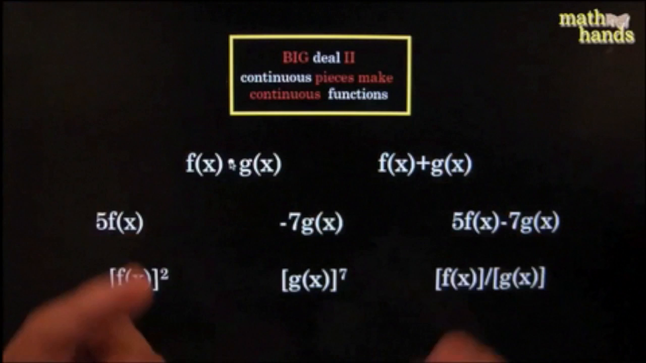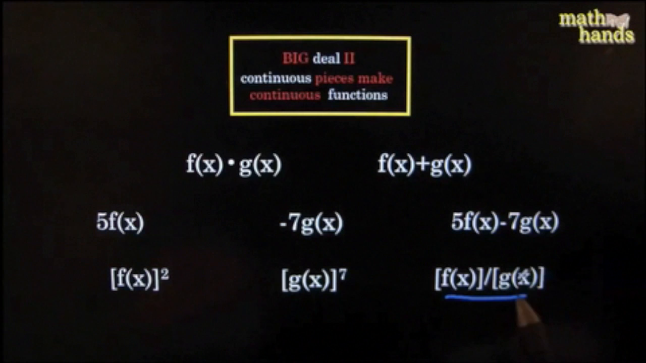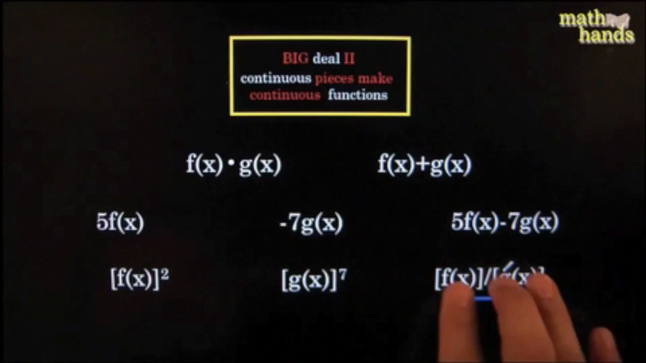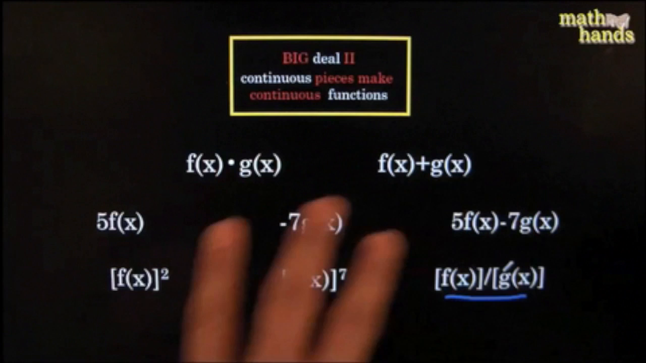I should caution you, when you have the quotient, you don't want the limit of the bottom to be zero at that point c. If the bottom is zero, then all bets are off. But all these other ones are okay, even if they're zero or not. As long as they're finite and exist, they're okay. Even this one's okay if it's finite and exists, but the bottom cannot be zero. Okay?